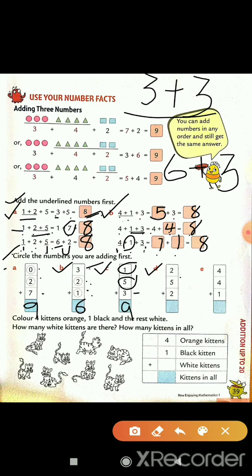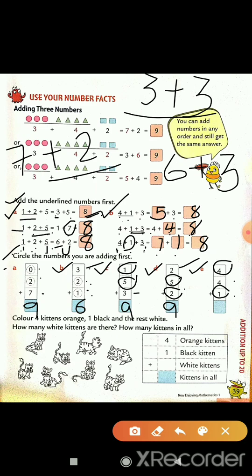Let us circle 5 and this 2. 5 plus 2 is equals to 7 and 2 is remaining. So 7 plus 2 is equals to 9. So write here 9. E. 4, 4 and 1. Let us circle this 4 and this 1. 4 plus 1 is equals to 5 and 4 is remaining. So 5 plus 4 is equals to 9. Got it, students?